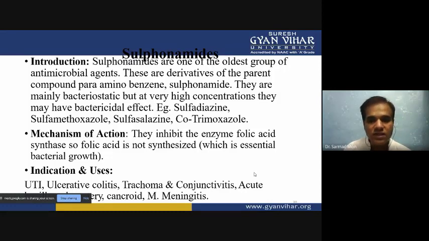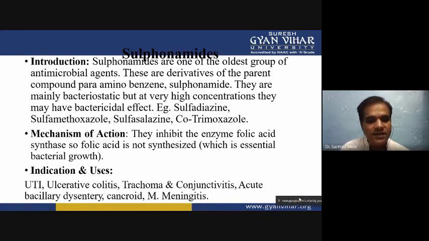Okay, so the folic acid will not be synthesized, because the enzyme which is required in folic acid synthesis is blocked, so the bacterial growth will be inhibited. Now, uses. Sulfonamide types of drugs we can utilize for urinary tract infection or UTI, ulcerative colitis, trachoma, conjunctivitis, acute bacillary dysentery, chancroid and meningitis.